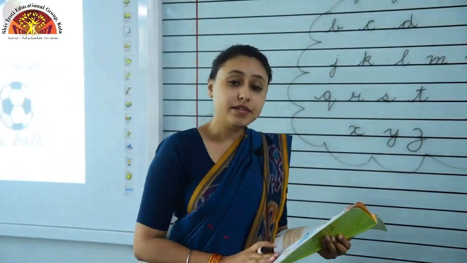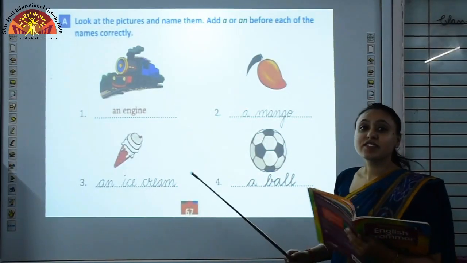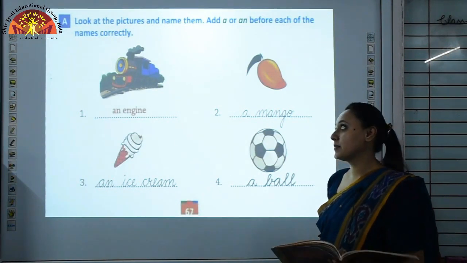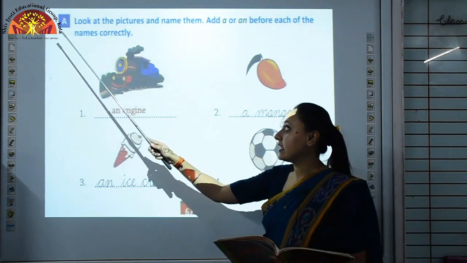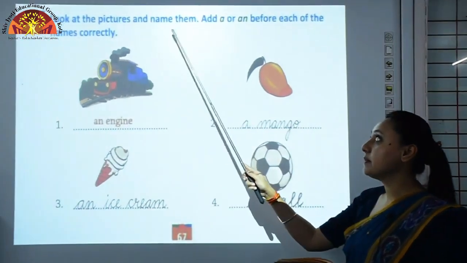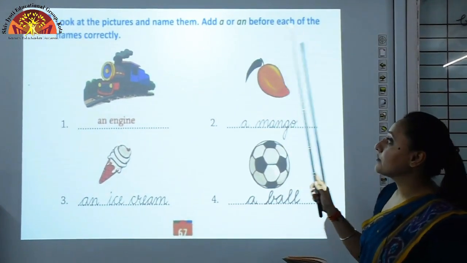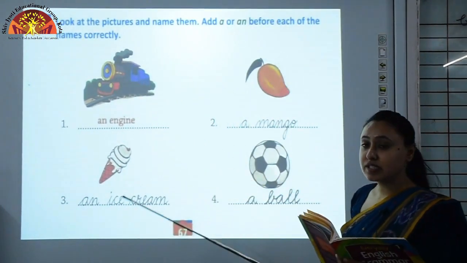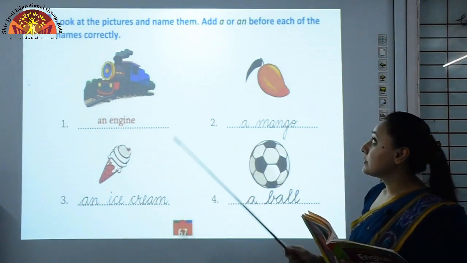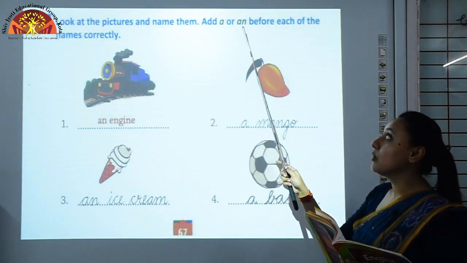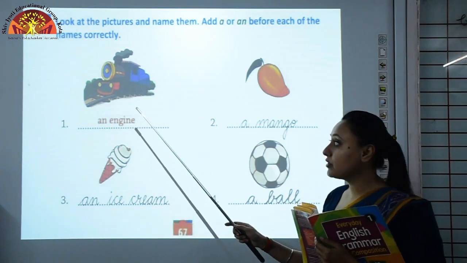Now children, we move to book work. Now we will do book work of this chapter. Open your book, take out page number 67. Question A. Look at the pictures and name them. Add A or AN before each of the names correctly. So children, some pictures are given to you. You have to name them, and after that you have to add A or AN before them. So the first picture is done for you.